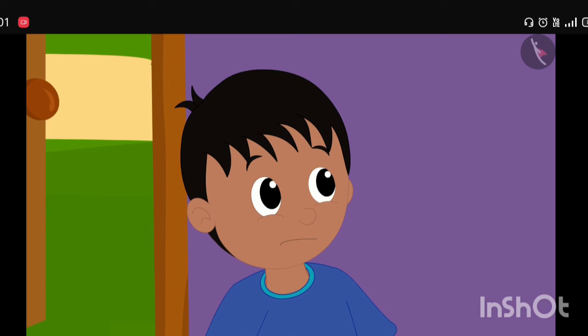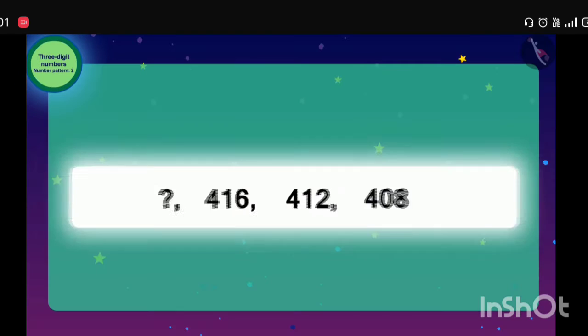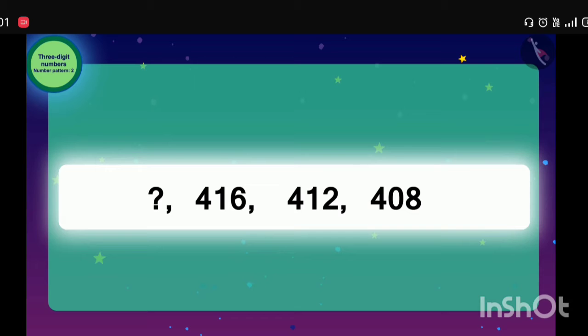Come, let's also find an answer to this code with Raju. Look at this number pattern. Here we need to find the first number. Let us find the pattern from the next two numbers.